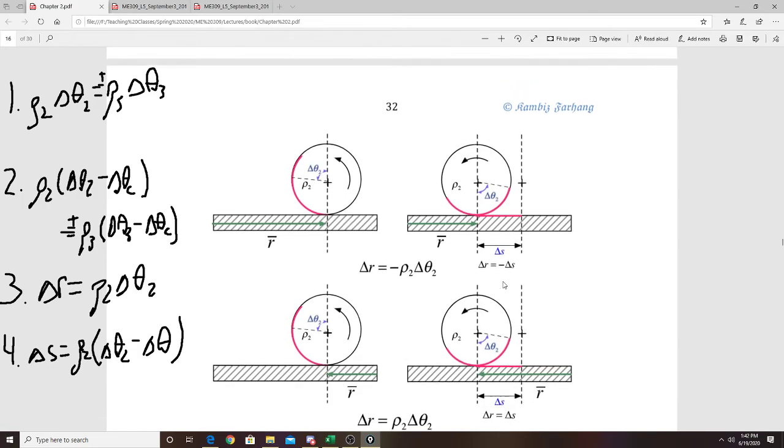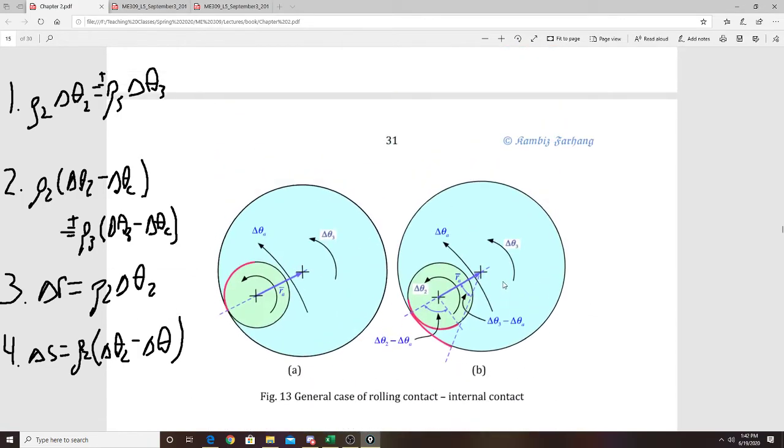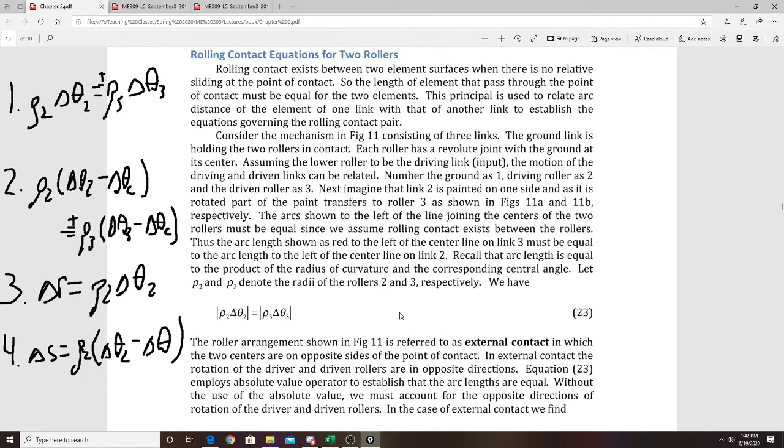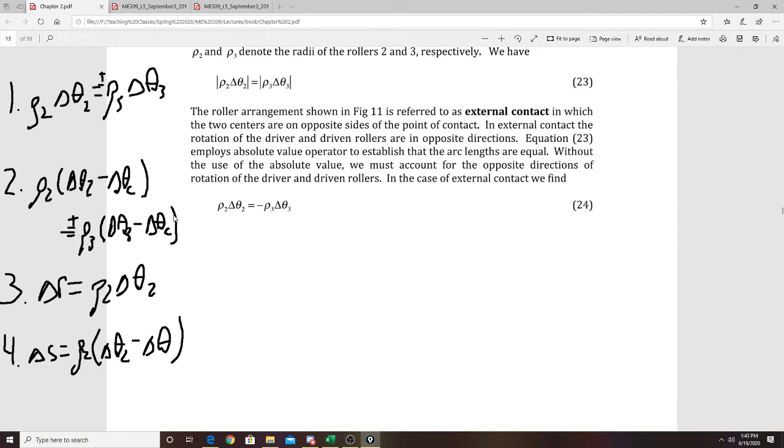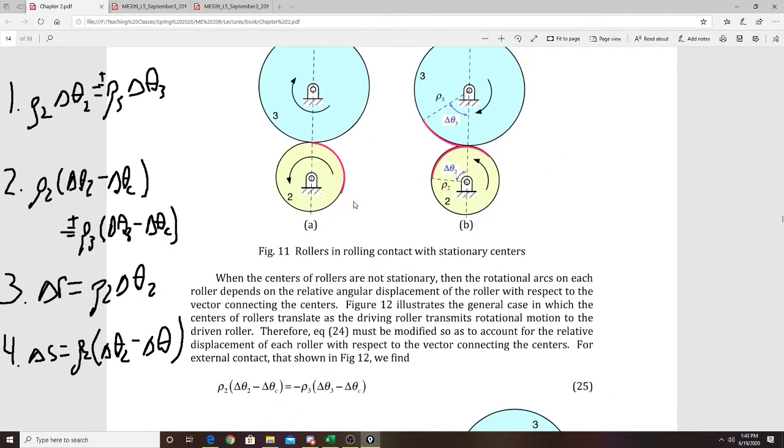So just to recap really quickly, I'm going to go back up to the first one. This is the general case. So it is rho 2, the arc length of one has to be equal to the arc length of the other, right? Fairly straightforward. And then over here, we have an external contact where the arc length of one has to be related to the other, but it's the negative arc length. Essentially, since they're moving in opposite directions, that's how it works. So you have to put that negative sign there, which is this right here.